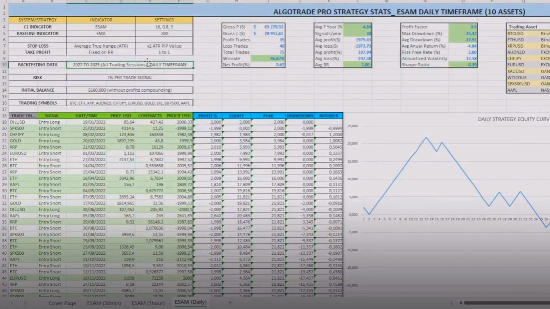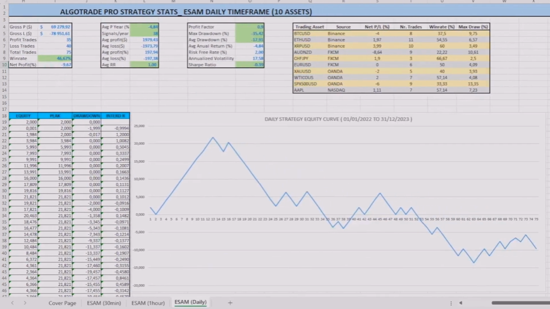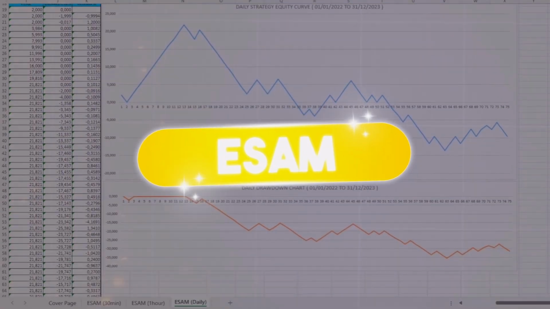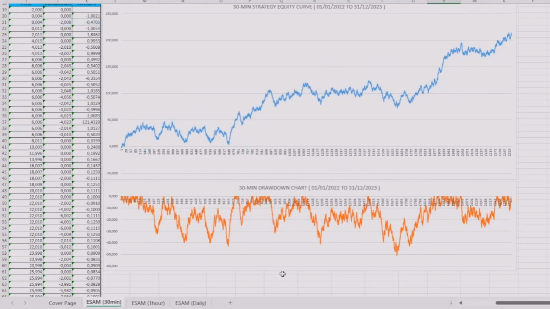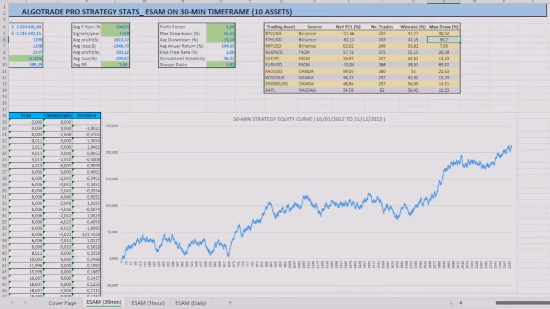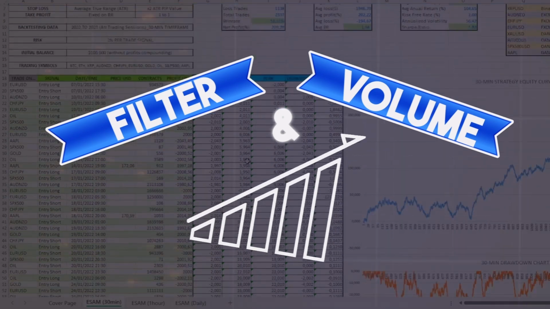And finally, on the daily time frame, after 75 trades, the indicator achieved a win rate of 46.67% and a net loss of about 10%. As such, with this analysis we can confirm that the ESAM is in fact better than our usual momentum indicators, but yet you should include other indicators like a filter and a volume to enhance its performance.